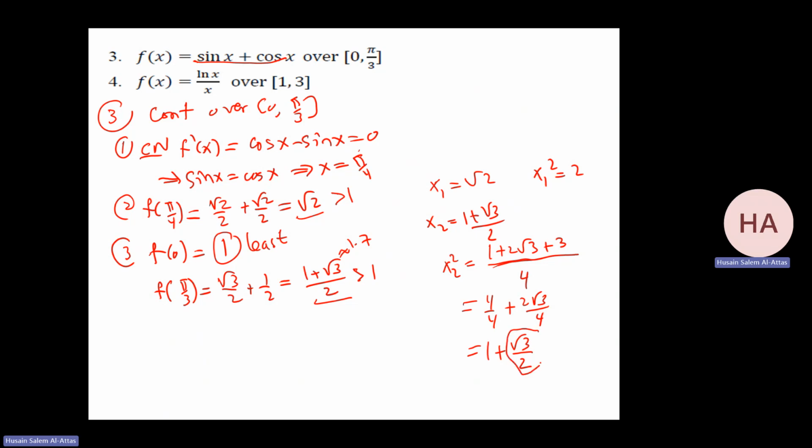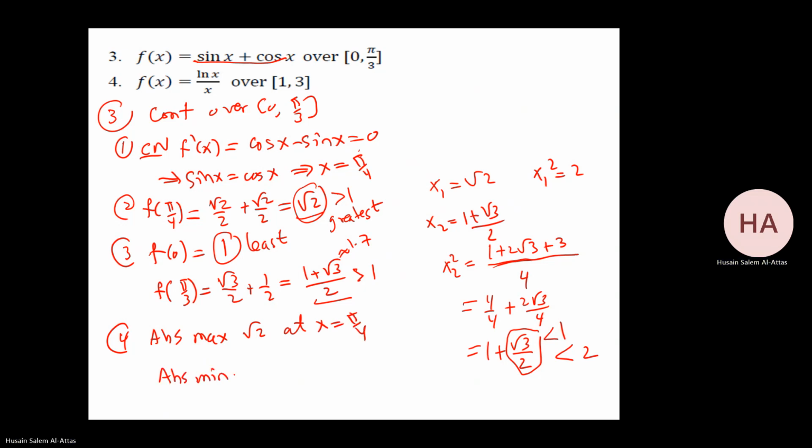Okay. So x2 squared is 1 plus root 3 over 2, this is less than 1, so this is less than 2. So this will be the highest, that would be the greatest. I hope that explains it. So the absolute max will be square root of 2 at x equals pi over 4. Absolute min is 1 at x equals 0.